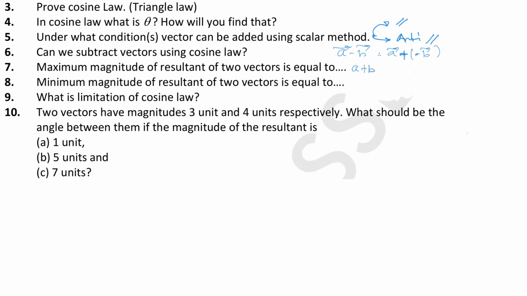Now, why is the maximum magnitude A plus B? How can we explain this? So let us use the formula, let us use the formula of the cosine law. C equals how much? Under root A square plus B square plus 2AB cos theta. Now A and B are given.